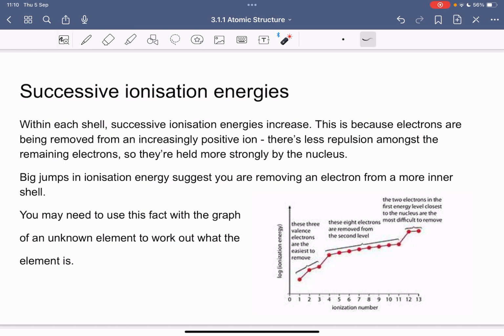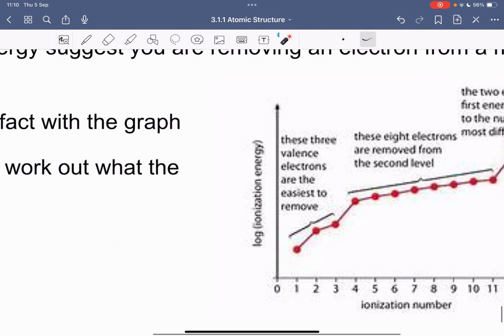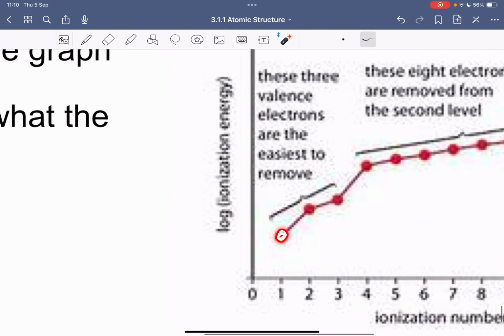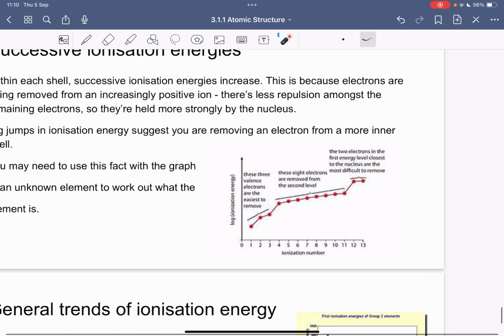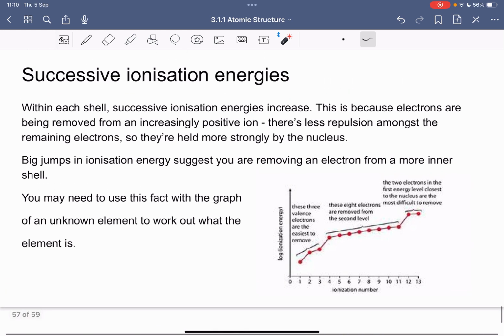So that's basically shown in this diagram. This is the amount of energy needed to remove the first electron. This is the amount of energy needed to remove the second, the third, the fourth, the fifth, and so on, and it just keeps on increasing. Now, big jumps in ionization energy suggest that you are removing from a more inner shell.